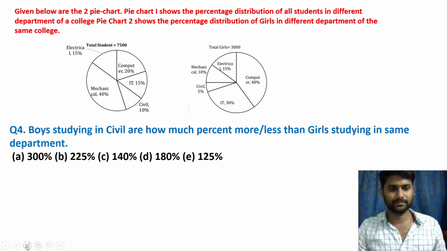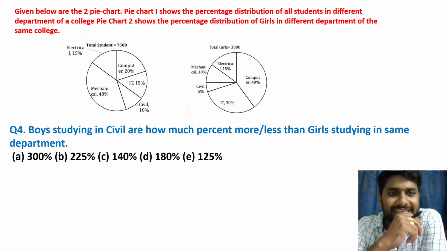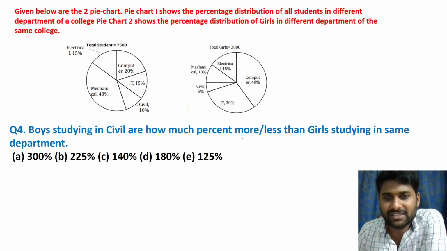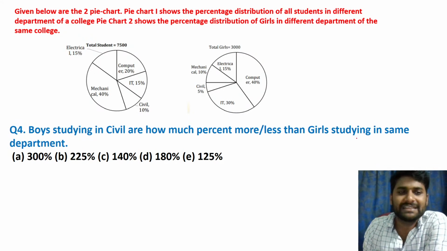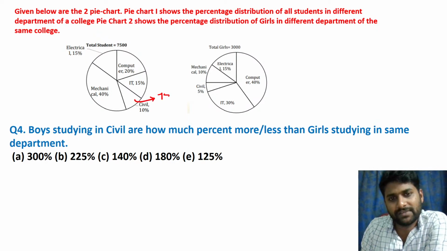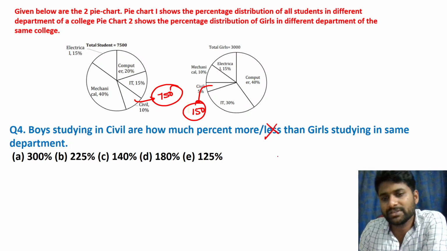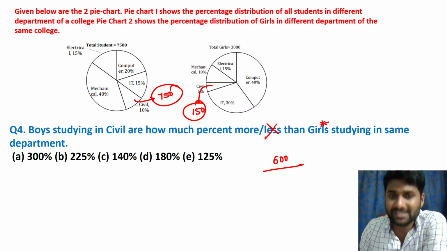Next. Next information. Boys studying in civil. See, boys studying in civil is how much percentage more or less than girls studying in the same department. So civil 10 percentage value is 750. Civil 5 percentage value becomes 150. 750 is always more, so you can cancel the less. So how many units are more? 600 units are more. See, the last term in the question is always the denominator value. So the denominator value is 150, into 100.